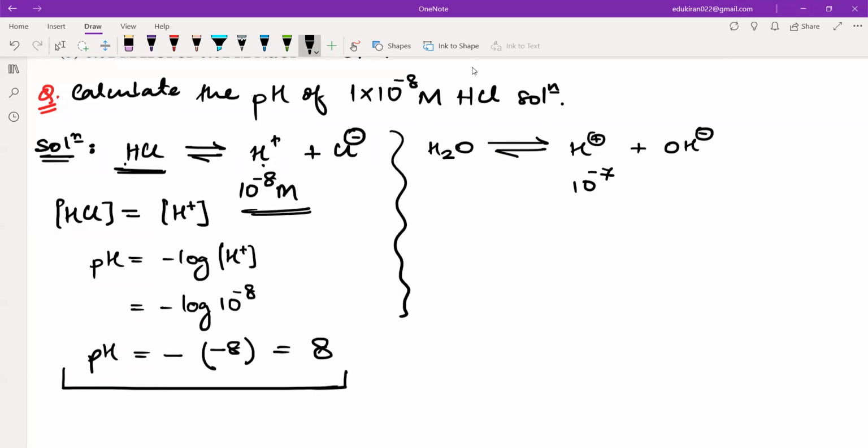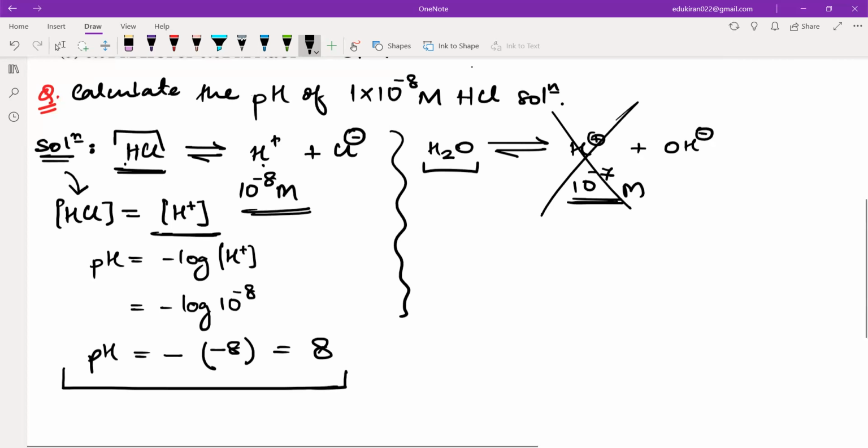Now, when we have comparable concentrations of H plus from H2O and from HCl, then we have to take into consideration the H plus from water. But usually, when we have a strong and concentrated acid, it has a very high concentration of H plus, and relative to that, the contribution from H2O is not very high. So we ignore it and just say that the concentration of H plus is equal to the concentration of HCl. That is a strong acid.